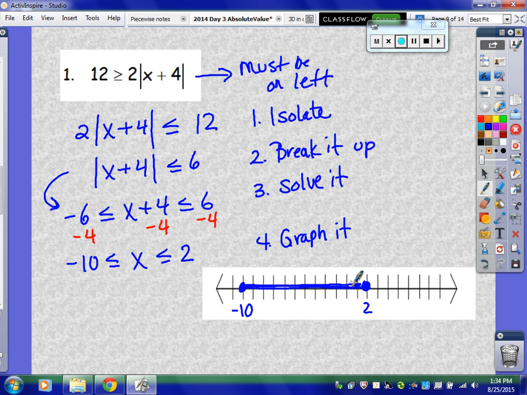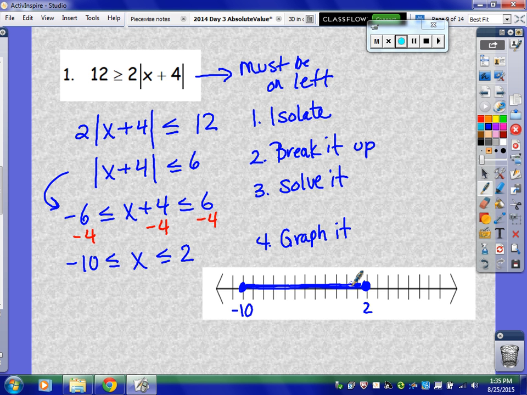Alright, so summary for this question. The first thing I have to do in order to use my rhyme is make sure my absolute value is on the left-hand side of my inequality. That's why I flipped this thing over. I have to isolate my absolute value. Since it was a less than, I had to change it to an and. So I rewrote that absolute value as a compound inequality, and then I just solved the compound inequality and graphed it.